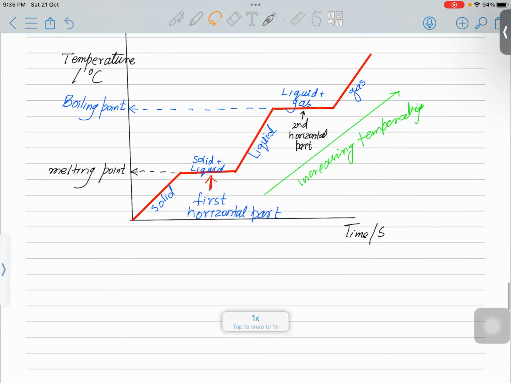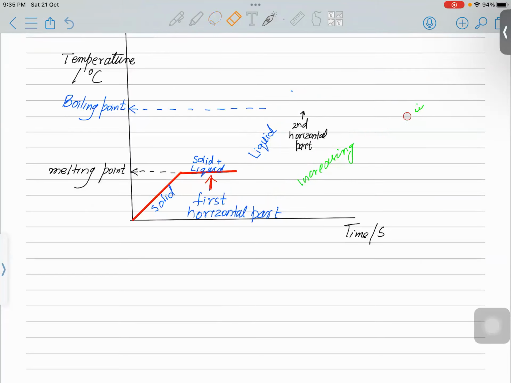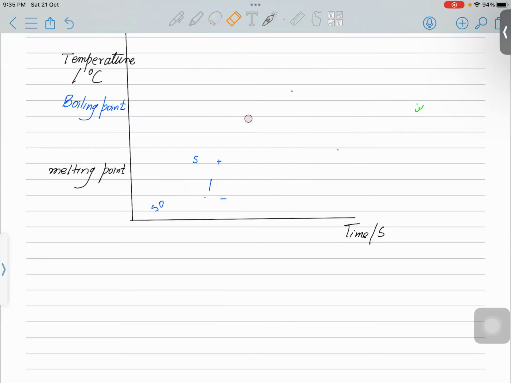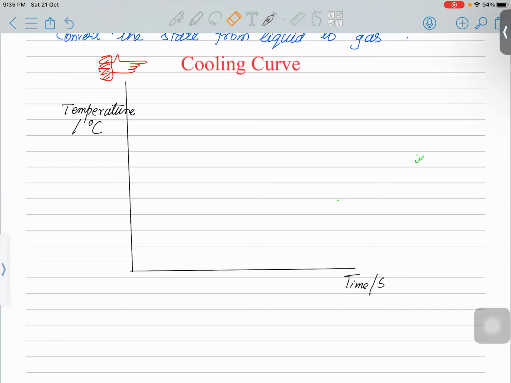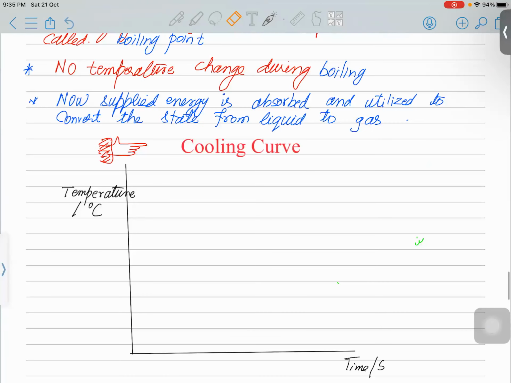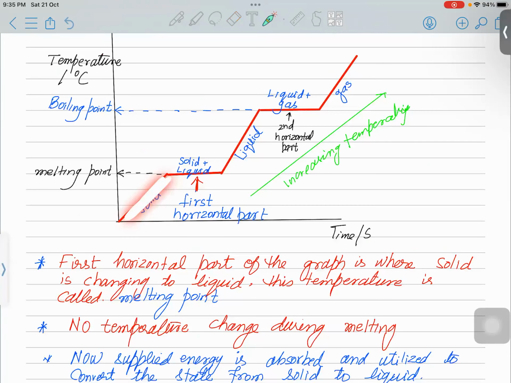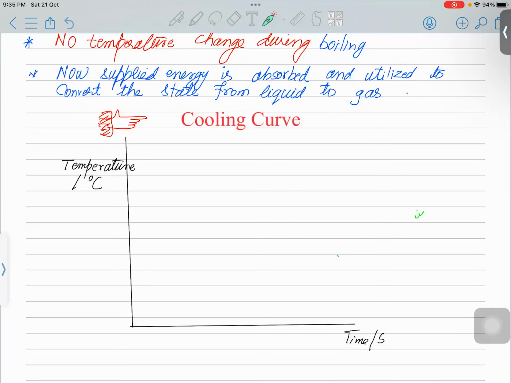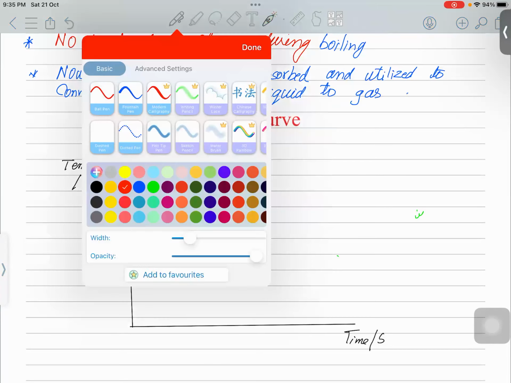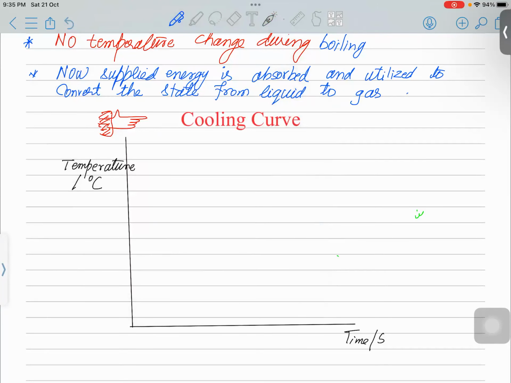Now look at, I will draw it again. On the y-axis, we have temperature. On the x-axis, we have time. In heating curve, we start from solid. But in cooling curve, the graph starts from gas. So in cooling curve, we decrease the temperature.